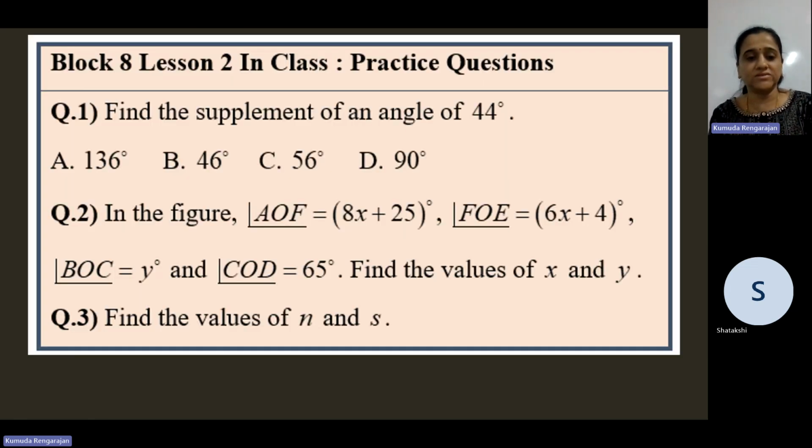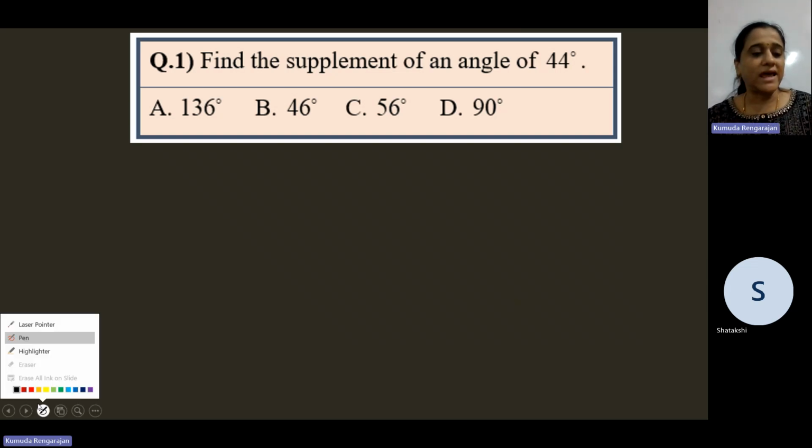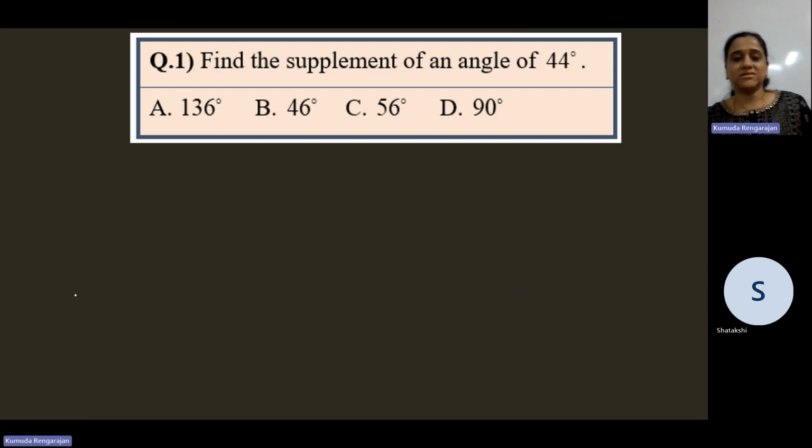I think we can continue. These are simple. It will not tax your brain. I mean, these are easy. Now, let's answer this.